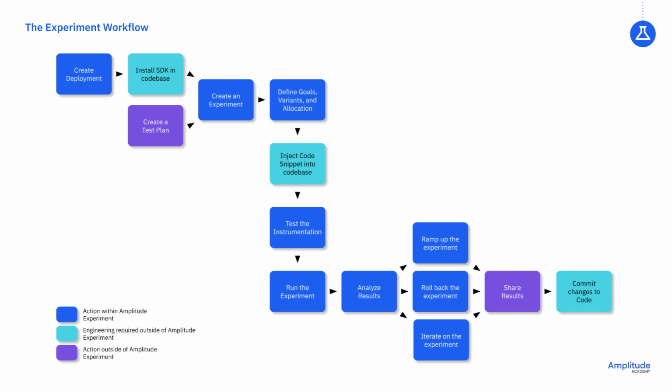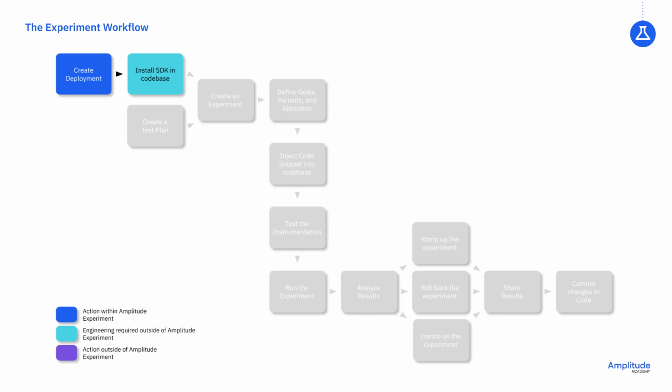Before you can create an experiment, you need to be sure your product and Amplitude Experiment are properly set up. This is done by creating a deployment, which will allow you to push your experiment or group of flags out for execution, and installing an SDK package in your codebase, which will allow Amplitude Experiment to connect to your product and is usually done by an engineer.